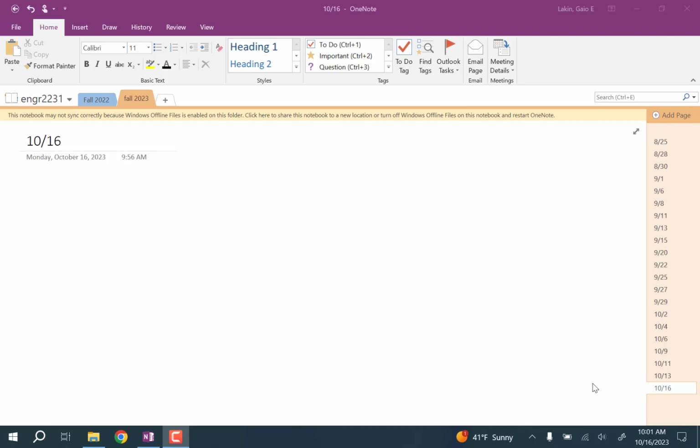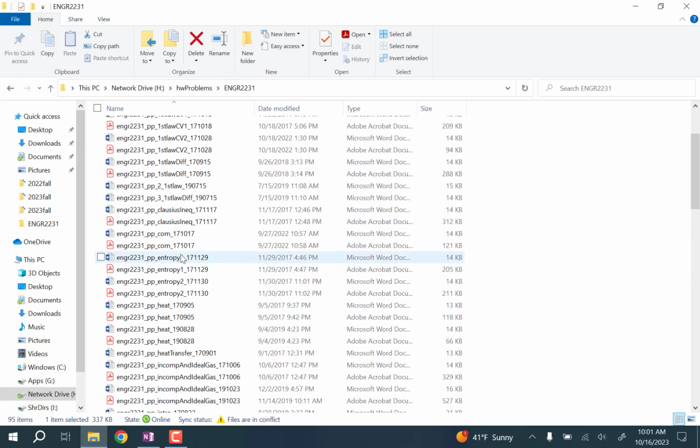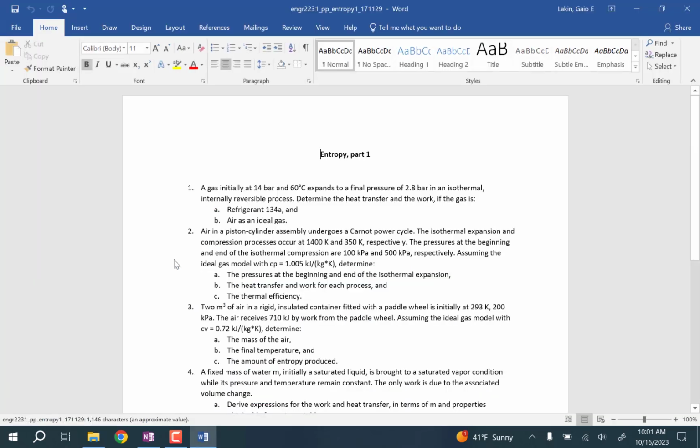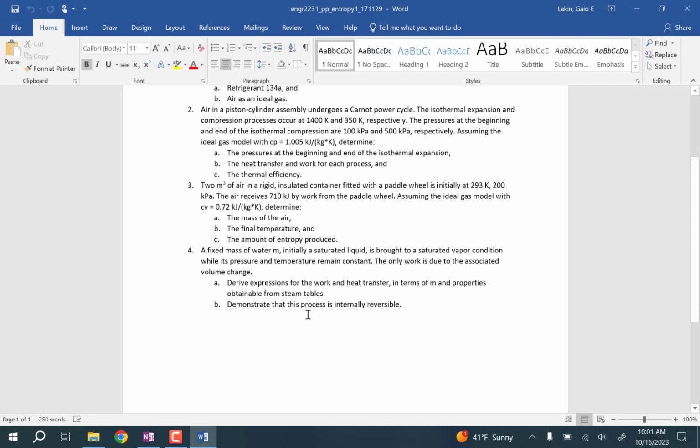I guess a very similar question for entropy, number 4. We were given part A, and you were just going to derive an equation with variables rather than numbers. But then in part B, when it said prove that it was internally reversible, I just kind of said that if the entropy generation is 0, then that would be internally reversible. Is that kind of right? Yeah, okay, that's right.